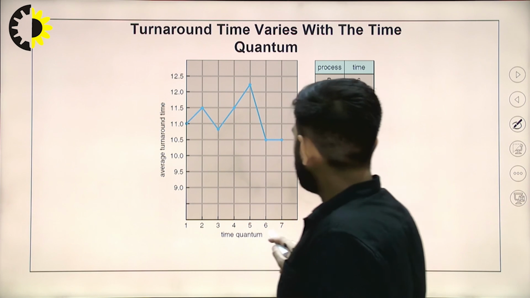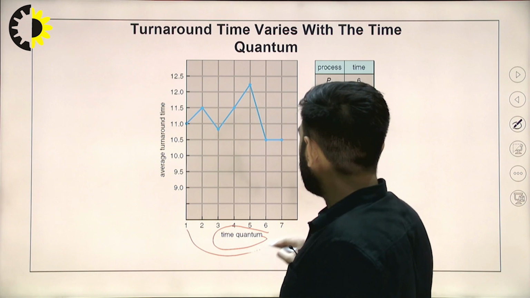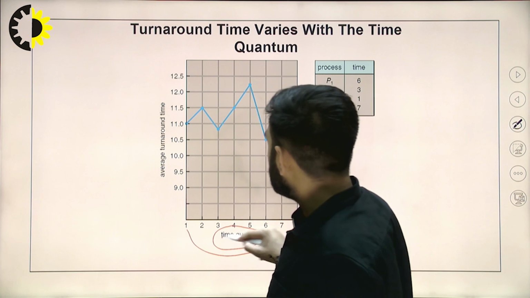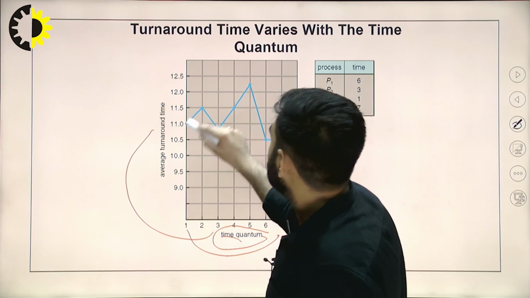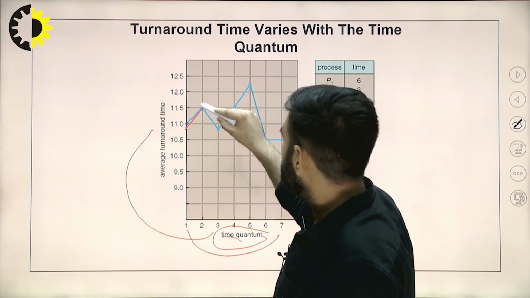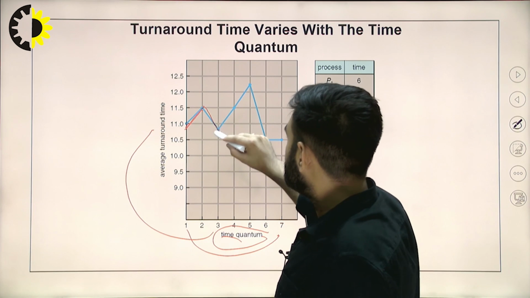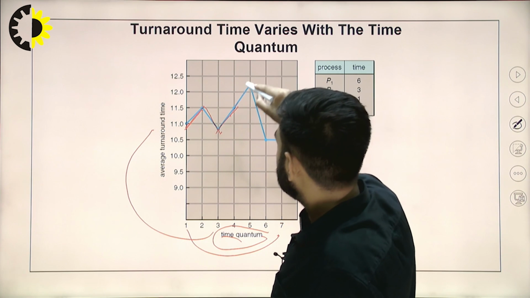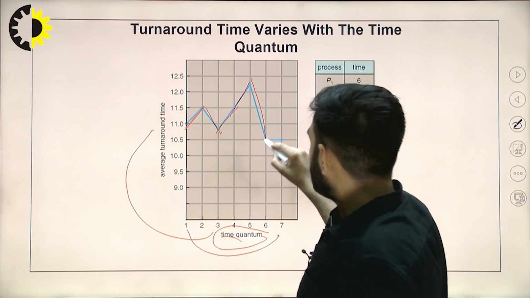Now for the time quantum from 1 to 7, this is the graph between the time quantum and the average turnaround time. It is 11 to 11.5, then 11, then 11.5, then 12 point something, then 10.5.